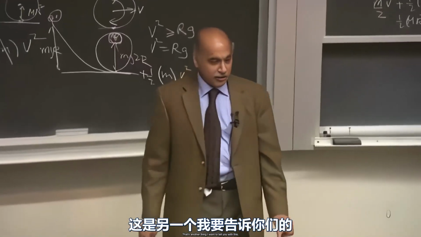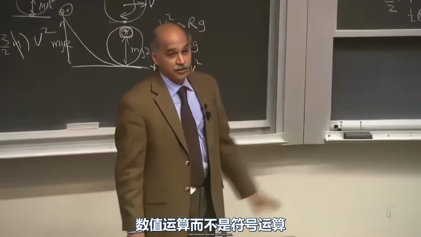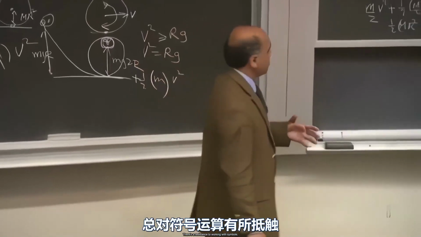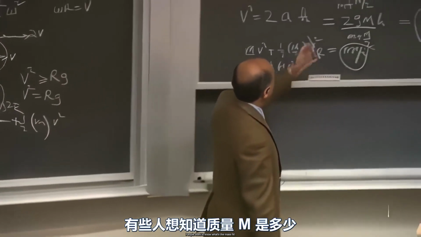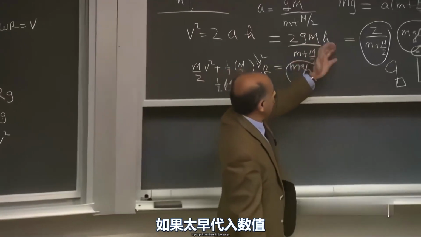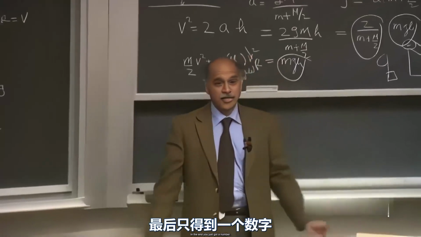That's another thing I want to tell you, which is all of us are partial to working these things with symbols and not with numbers. I think this is a big issue in introductory physics. There's a resistance to working with symbols. People want to know what's the mass m, what's the number r. Let me put that in. If you put numbers in too early, you cannot test your answer for anything. In the end, you just got a number.